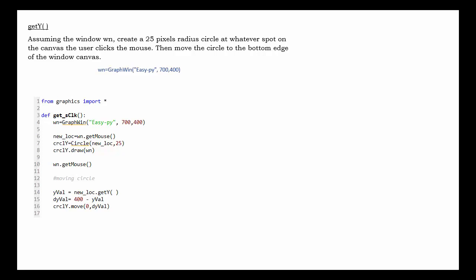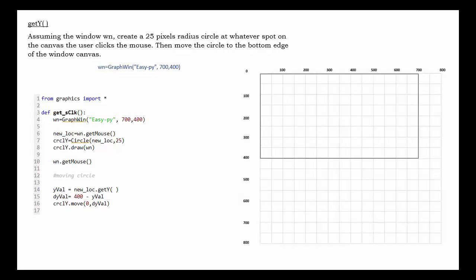We are asked to create a circle of 25 pixels radius at whatever spot the user clicks the mouse. And we have seen that assignment before, and the new thing is after the user clicks and the system creates the circle, the program should move the circle to the bottom edge of the window canvas. Let's take a look at the Python code.